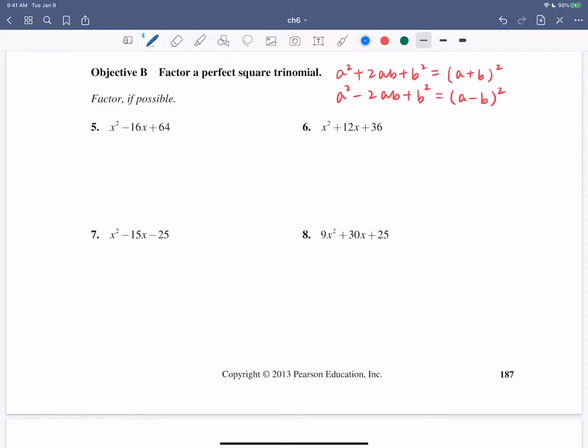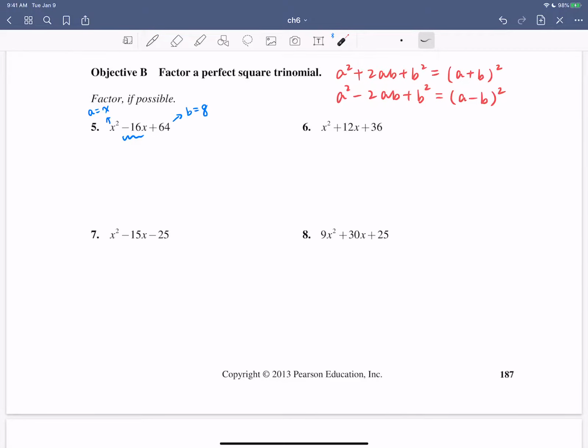The first thing to do is check whether or not this is in the desired form. That means we have to figure out a and b. First term is x squared. That basically means a is x. Last term, it's 64. It's b squared, so our b is 8. But that doesn't guarantee that the entire trinomial satisfies the desired form because we have to check the middle term. The middle term is negative 16x. So you want to make sure that this one satisfies one of the desired forms. Since it's negative, we will look at the second formula, which is this one.